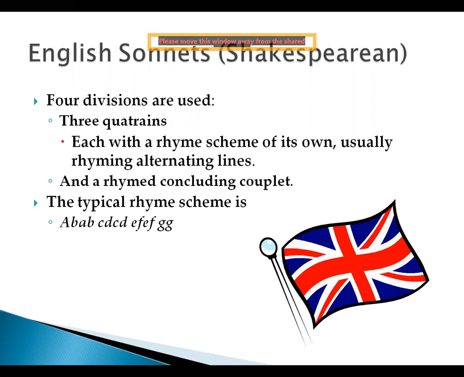And usually the Shakespearean rhyming scheme is A, B, A, B, C, D, C, D, E, F, E, F, G, G. It means first 2 lines are rhyming, then third and fourth are rhyming, then fifth and sixth are rhyming, and 7, 8, and then 9, 10, 11, 12, and then finally the last 2 lines, that is the couplet, are rhyming. In this way, the Shakespearean sonnet is designed.